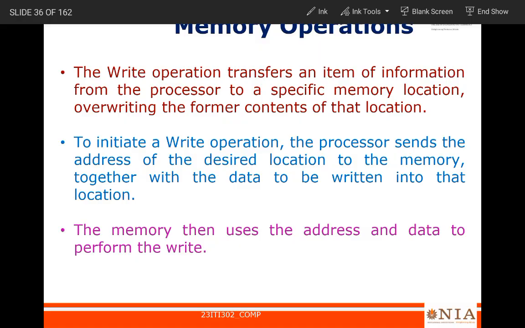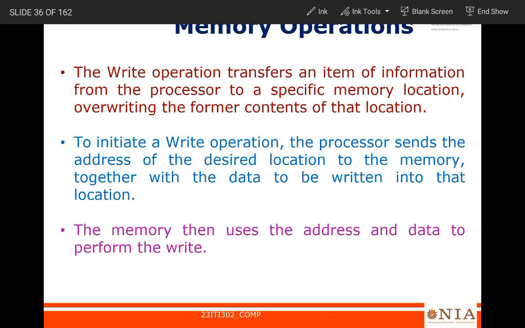Whereas with respect to the write operation, as already said at the start of this video lecture, it transfers an item of information from the processor to the specific address. The former content of that location will be overwritten. In order to start the write operation, the processor again sends the address of the desired location to the memory, along with the data to be written to that memory location.